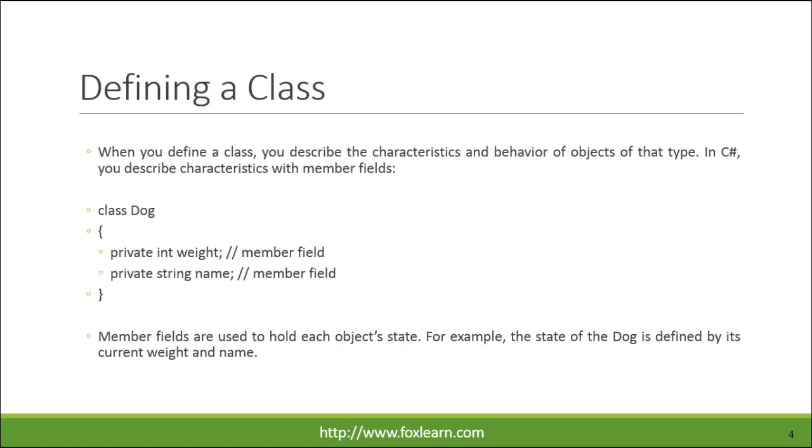When you define a class, you describe the characteristics and behavior of objects of that type. In C#, you describe characteristics with member fields. Member fields are used to hold each object's state. For example, the state of the dog is defined by its current weight and name.